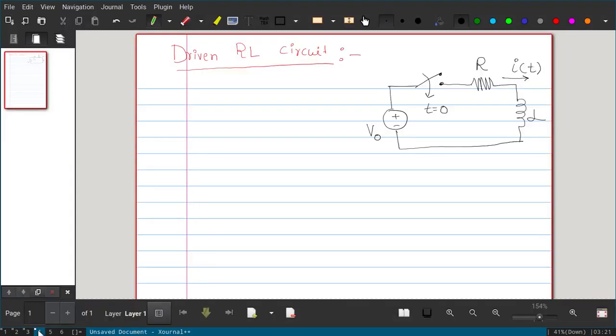Hello, in this video we will see the response of driven RL circuit. So far we have considered forcing function equal to 0, but in this we will consider a DC voltage source and what is the response of the circuit.